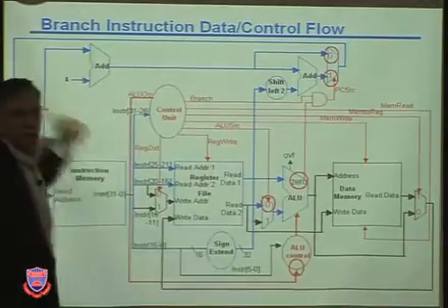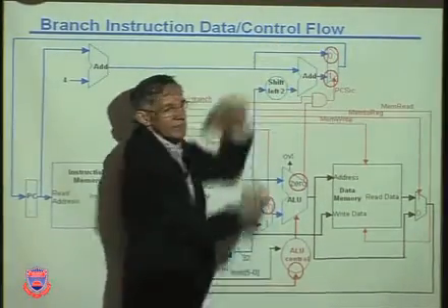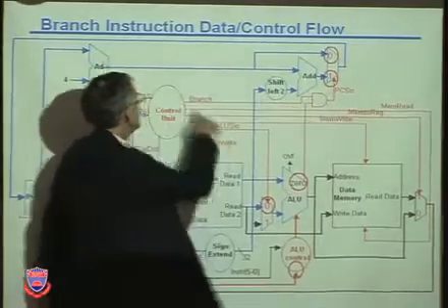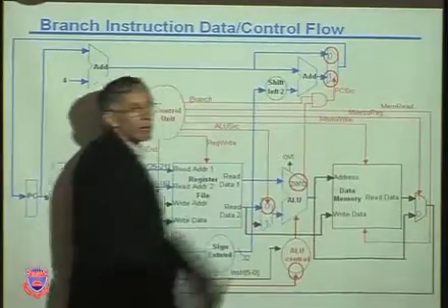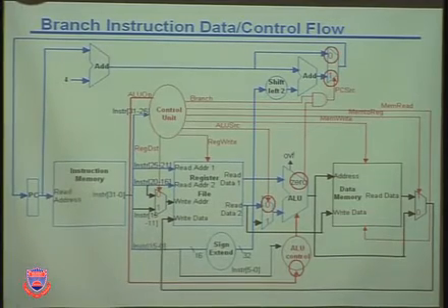Obviously, all this is blue because we're calculating both possibilities and putting them right here on the two doors of the multiplexer to be chosen by the AND of, is it a branch instruction and are they equal? So if it's a branch and they're equal, then we take the branch. If not, then we don't.